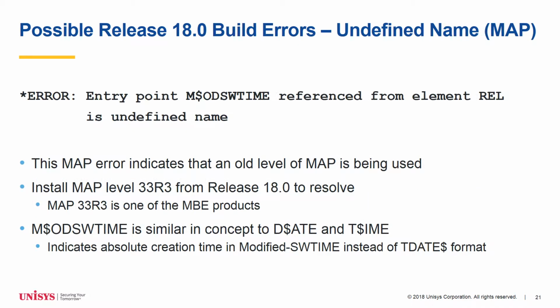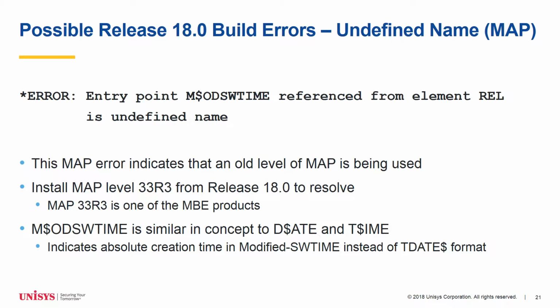This slide shows the map error that can occur when you build a product from Release 18 on a system that does not have a new enough level of the map processor. Beginning in Release 18, the collector, also known as the map processor, creates a new variable called $ODSWTime. Historically, the collector has added several variables, including $$DATE and $$TIME, into each absolute it creates. The $$DATE and $$TIME values indicate the date and time when the absolute was created, represented in TDATE format. The Release 18 collector still creates these variables, but in a future release that will no longer be the case.